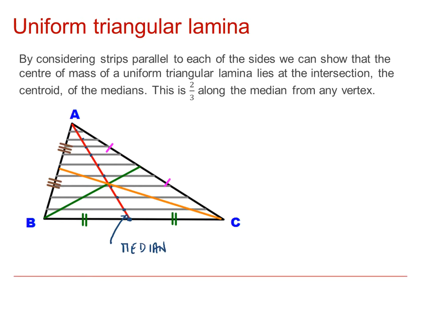And it will also be along any of the medians, so we can take the median from the line AB, and again it must lie along here because these are the centre points of each of the lengths of rod which are parallel to the side AB. So where the medians cross must be the centre of mass. So the centre of mass is where the medians meet, and that is known as the centroid.